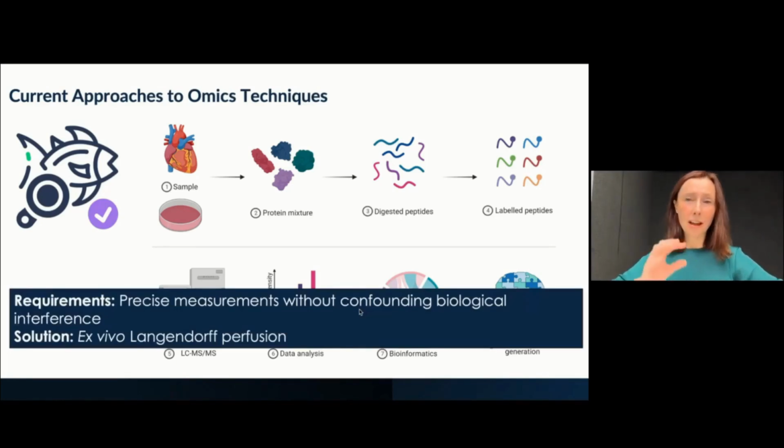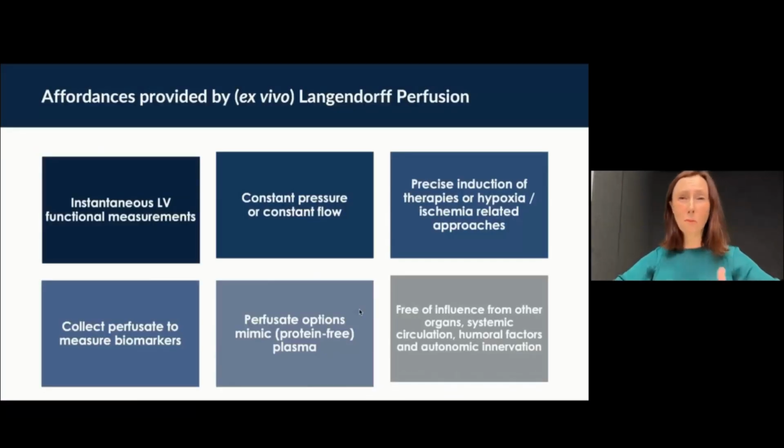So, as I mentioned, the requirement considering this workflow is that I need to be able to make precise measurements that really only reflect that biological question that I'm interested in, without any confounding biological interference. And as a result, I need a really, really tightly defined model, and I need a really, really tightly defined way of generating my tissue. And the solution for me has been ex vivo Langendorff perfusion. Why is this? It's because of the affordances that ex vivo Langendorff perfusion really provides.